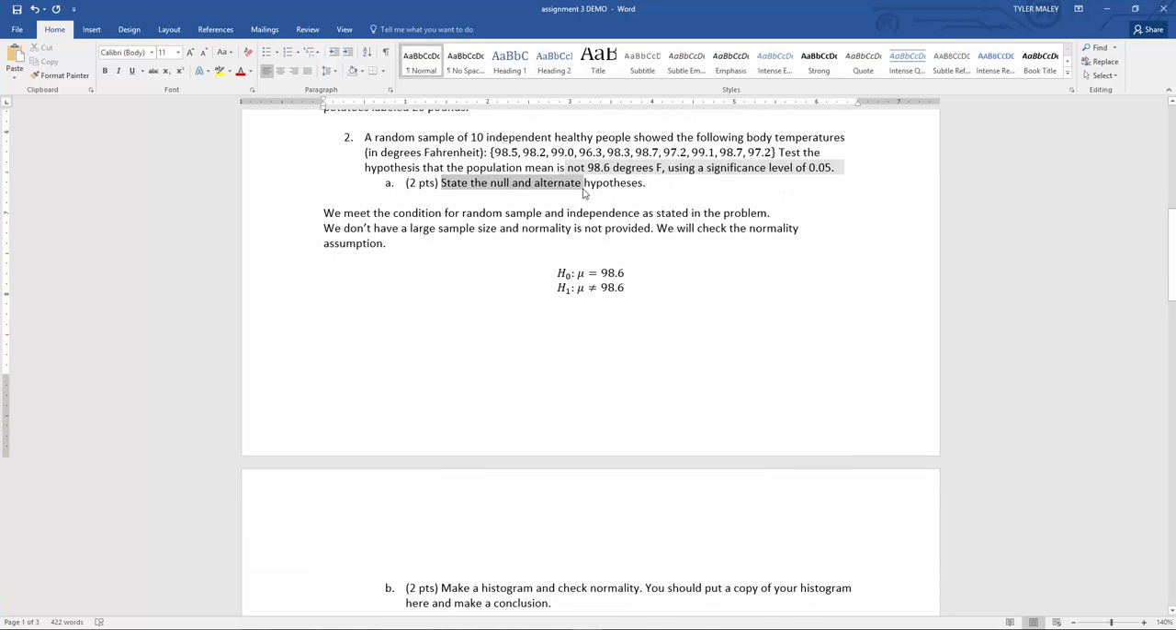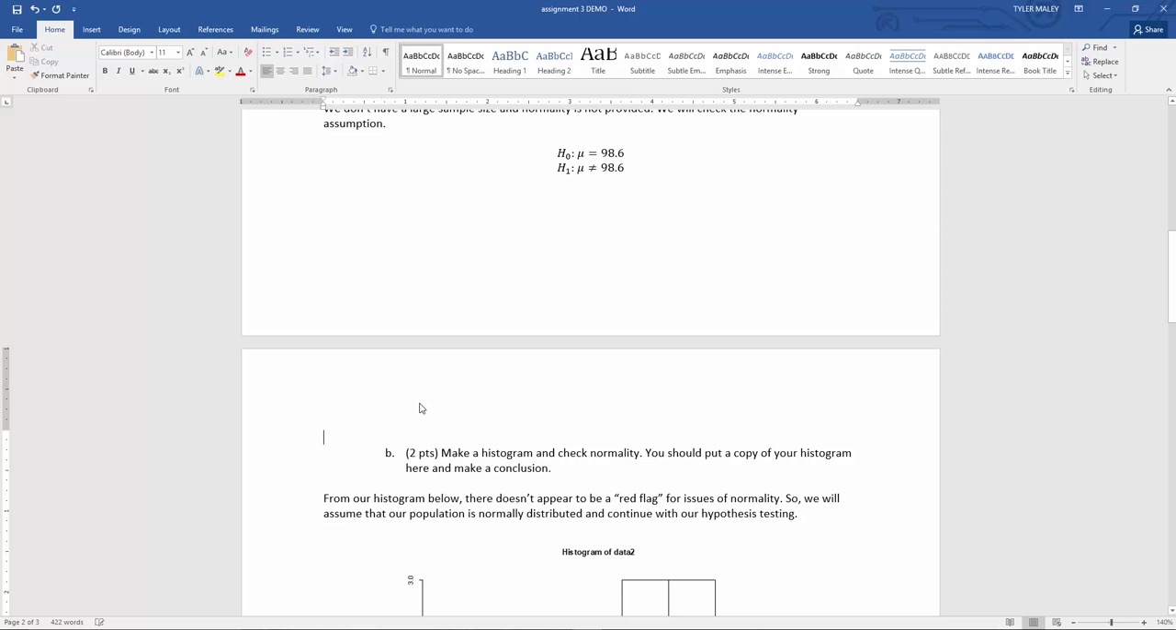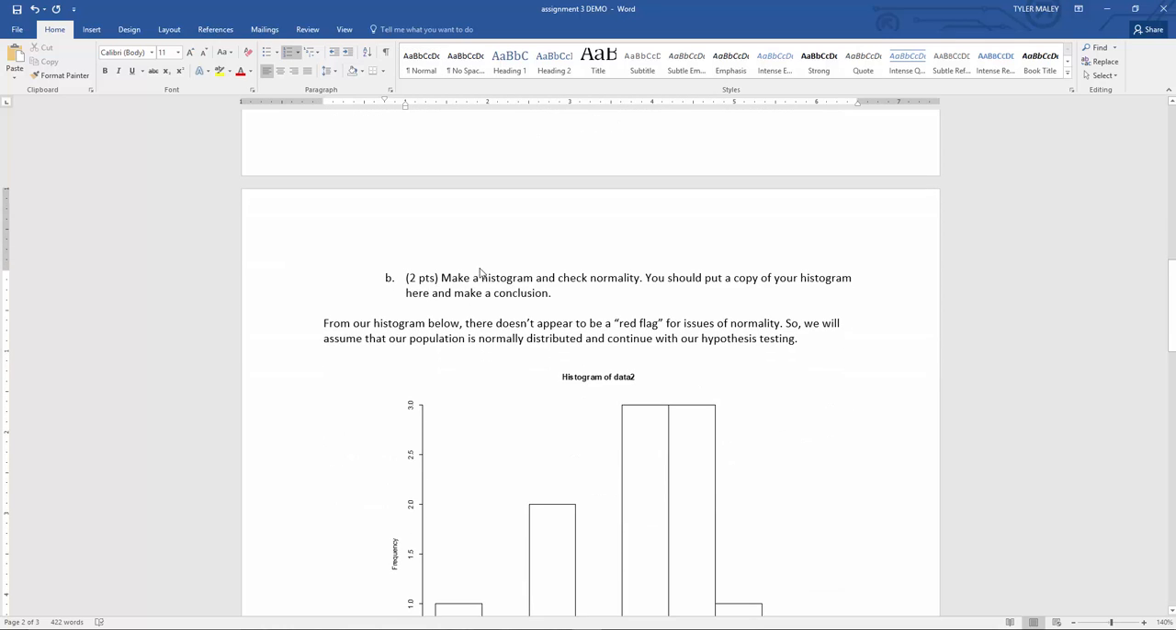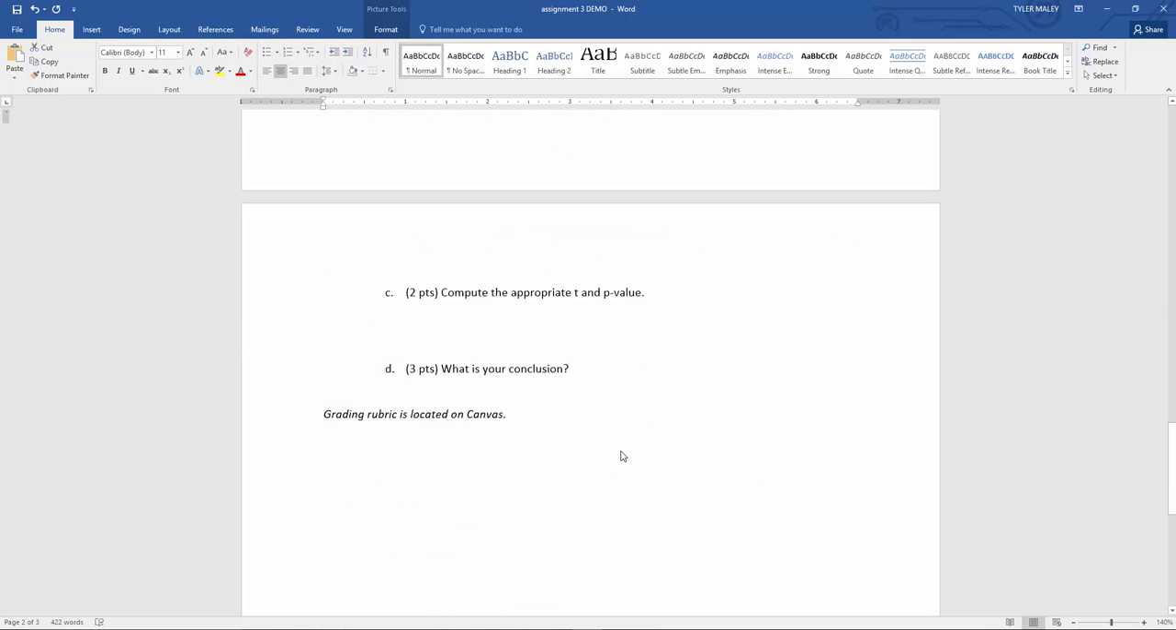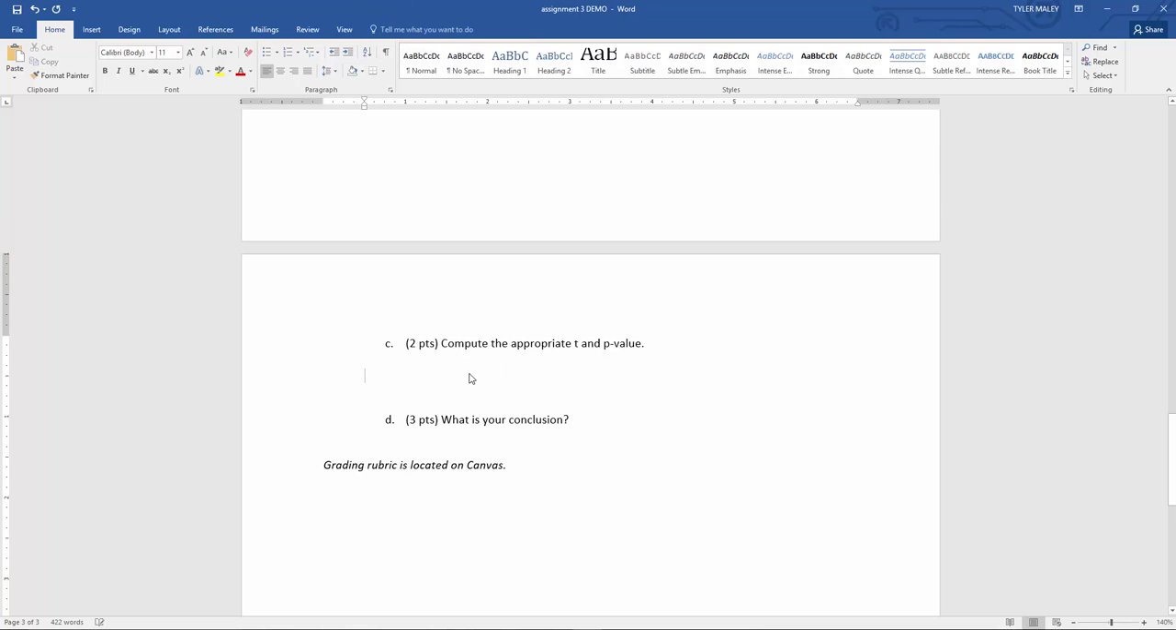So we stated the null and alternate hypothesis, but we had to check conditions first. We don't want to lose sight of the question. Part B: make a histogram, check normality, put a copy here and make a conclusion, which we did. Good. So now we're ready for step C. Part C: compute the appropriate t-value and p-value.